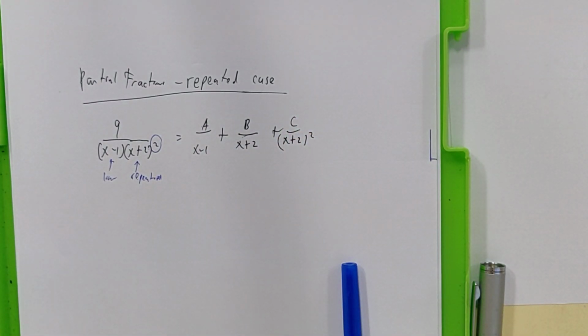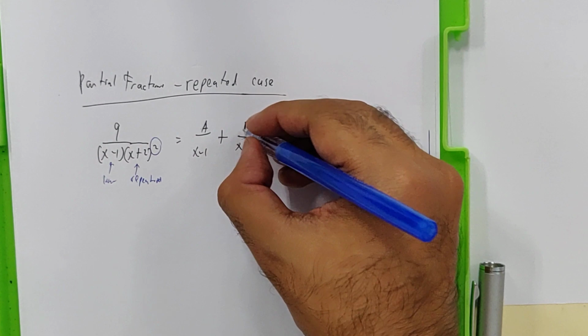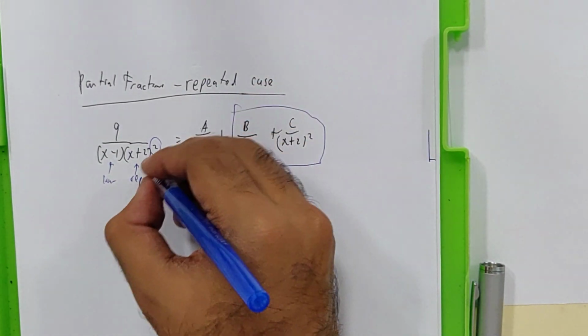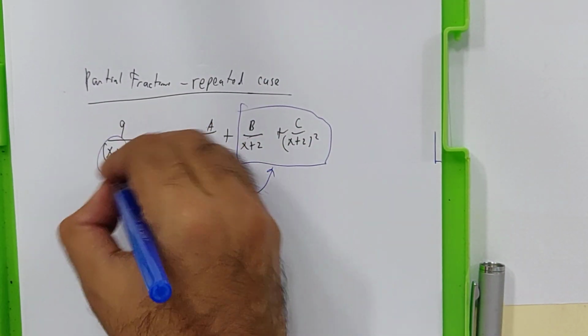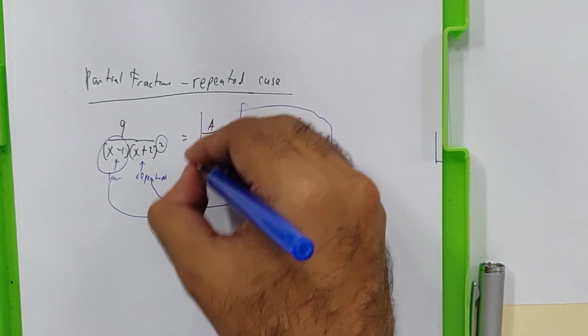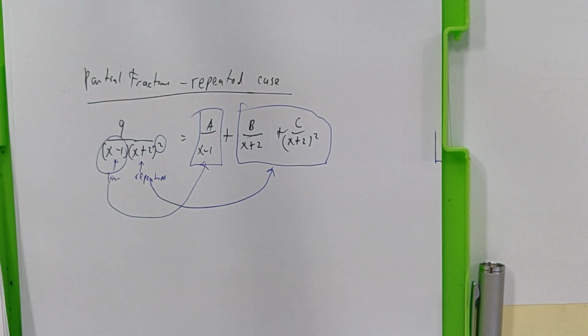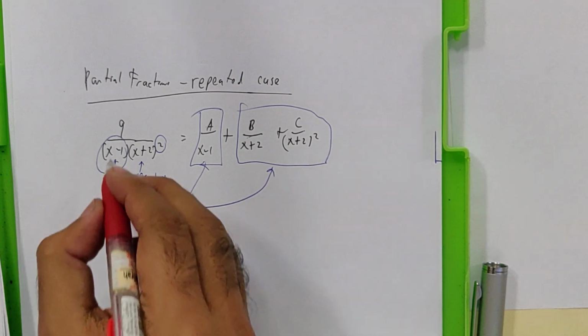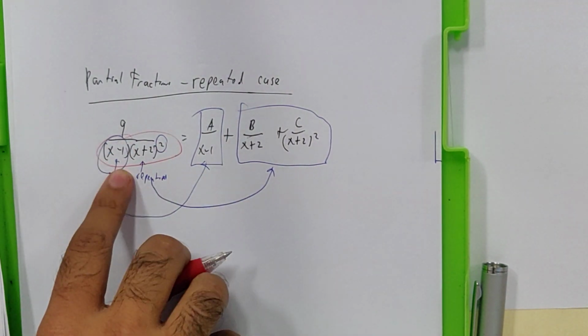Are you okay? So these two belong to the repeated and this one belongs to the linear. What's the next step we do after this? We multiply, we darab. We darab with what? Darab with this one. Okay?